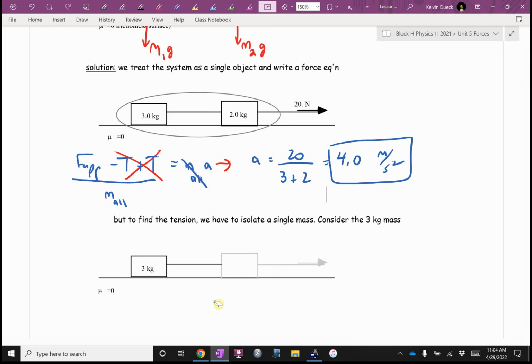So here's what we're going to say. If you want me to find an individual force, like tension, I'm going to use an individual mass. Let's look at the 3 kilogram mass. Let's quickly redo the free body diagram. We had mg down, m1g down, normal force number 1, tension.